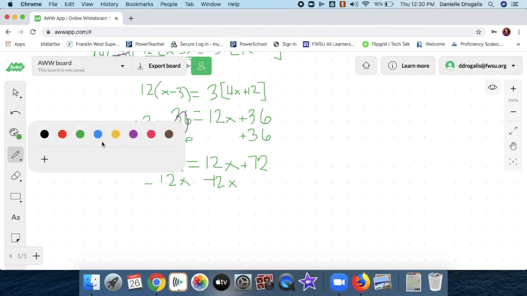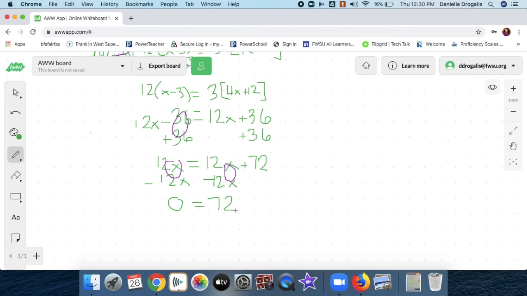Watch what happens as I try to move the x terms to consolidate them. I create zeros in both places. And so now I get something that is crazy wild. I get 0 equals 72. And what do you think about that? Not possible. 0 can't equal 72. They're completely different values. The variable did drop out just like the last one. However, we created two sides of the equation that are not equal to each other. And so this is a false statement here.